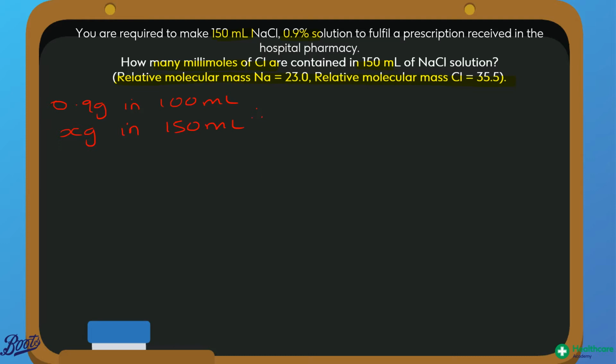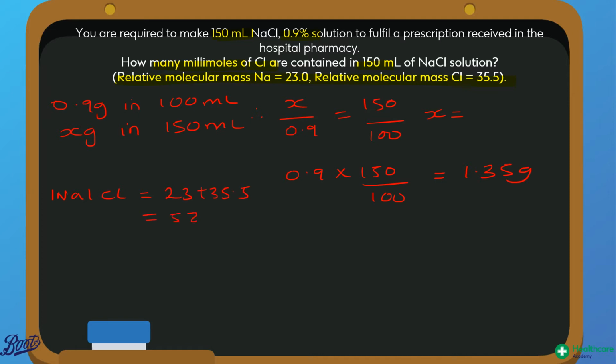Now to work out X, we are just going to simply put an X over 0.9, which is equivalent to 150 over 100. So to work out X, we just need to cross multiply, which is 0.9 multiplied by 150 divided by 100, which gives us an answer of 1.35 grams of sodium chloride. Now 1 molar solution of sodium chloride contains 1 mole of sodium and 1 mole of chlorine. And the molecular mass of sodium chloride is going to be 23 plus 35.5, which is 58.5 grams. So 1 mole equals 58.5 grams.